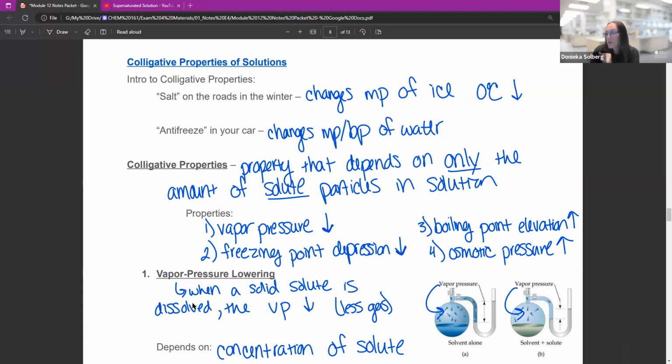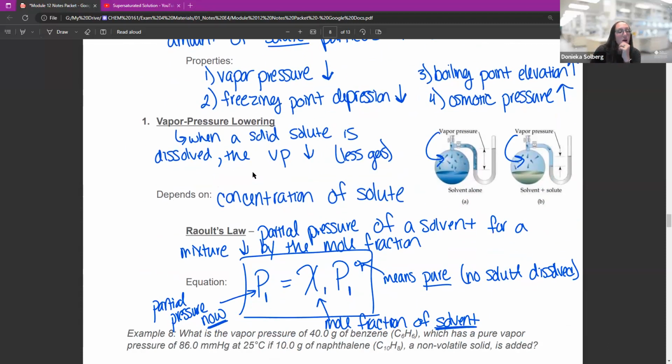So I'm going to start with vapor pressure lowering. When a solid solute is dissolved, the vapor pressure will decrease. Now remember, vapor pressure is the amount of gas. So if vapor pressure is decreasing, that would mean I have less gas. This is my picture over here. If you just have a pure solvent, nothing dissolved in it, this is the amount of vapor pressure, for example. But if you dissolve some stuff in it, less of it is gas and more of it will go into the solution. So you have a lower vapor pressure, and it does depend on the concentration of the solute.